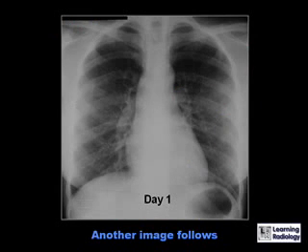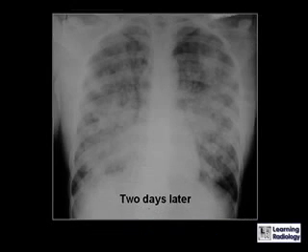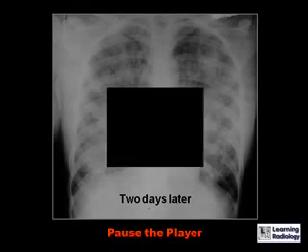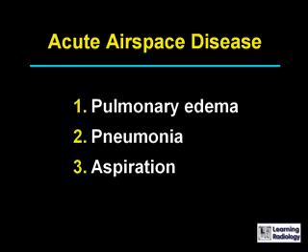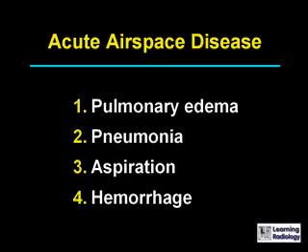This is the next differential. Pause the player. The differential is acute airspace disease. There are 4 causes. Pause the player. The 4 causes of acute airspace disease are pulmonary edema, pneumonia, aspiration, and hemorrhage.